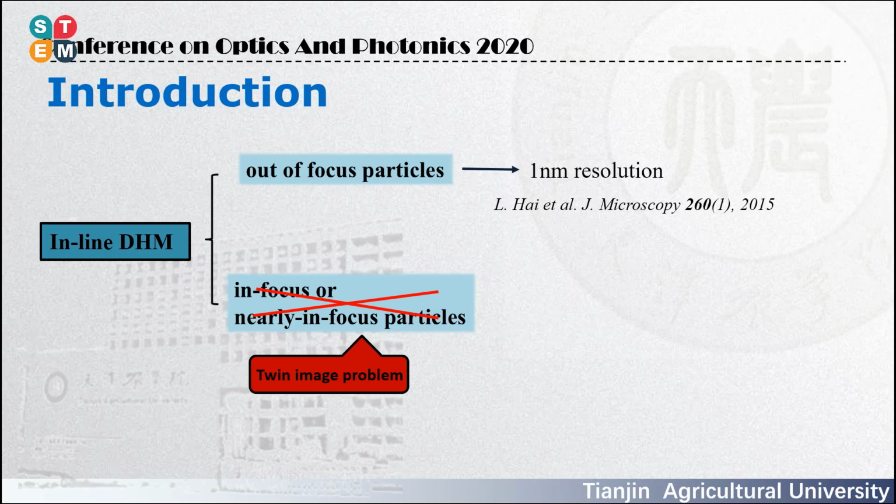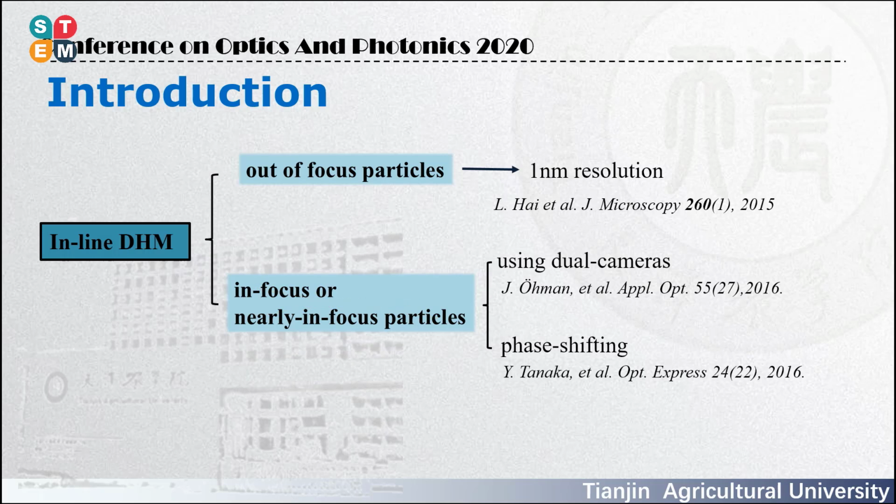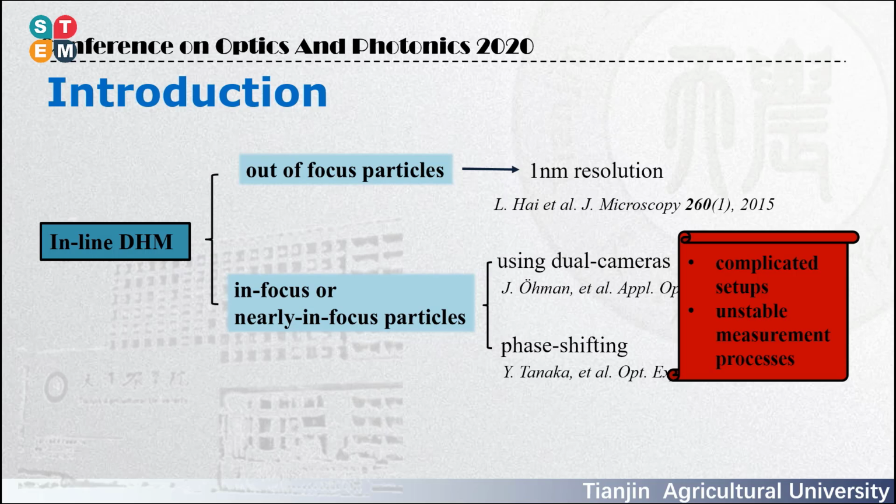The effect of the twin image can decline the measuring precision. Researchers have attempted to solve the problem by using dual cameras or phase-shifting devices, but the setups are complicated and the measurement process is unstable.